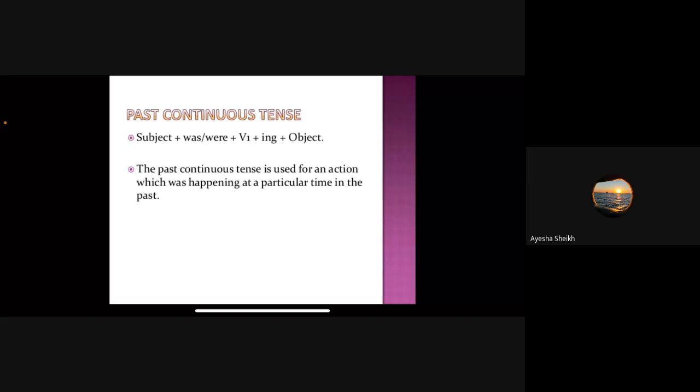Past continuous tense. Subject plus was/were plus V1 plus ing plus object. The past continuous tense is used for an action which was happening at a particular time in the past. As you know, continuous is there, so ing will be there. But now it is past, so was/were also will come. Was/were plus ing. The action which was happening at a particular time in the past. The action which was continued for some time in the past. I was studying for 2 hours yesterday, like that.